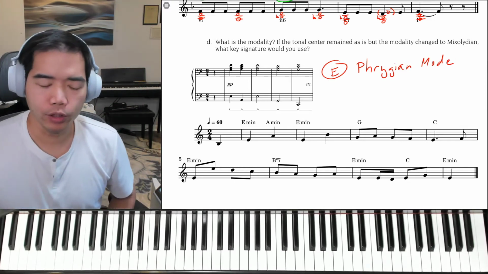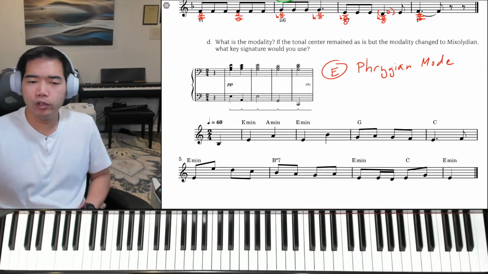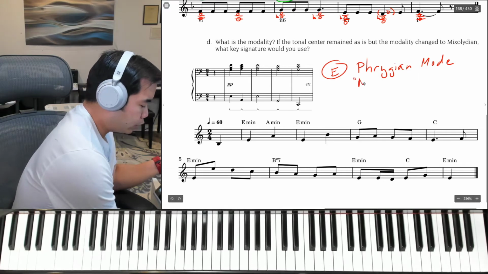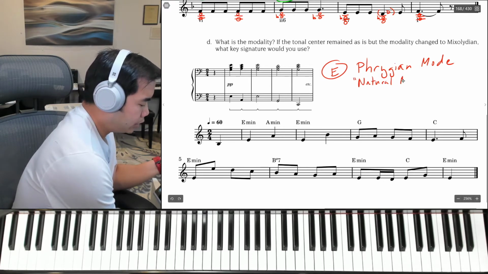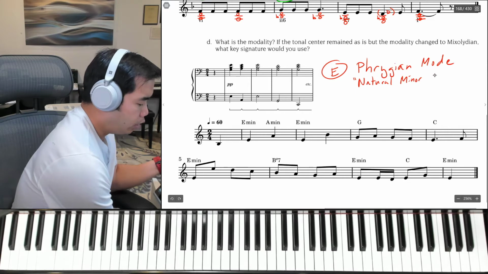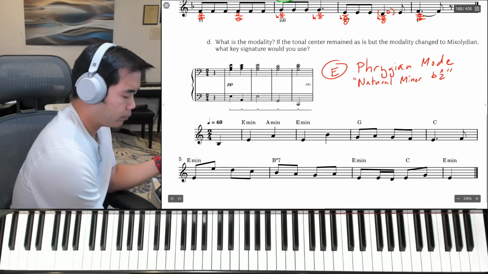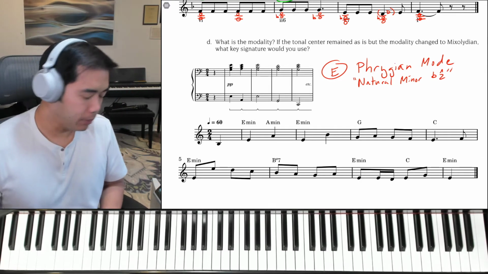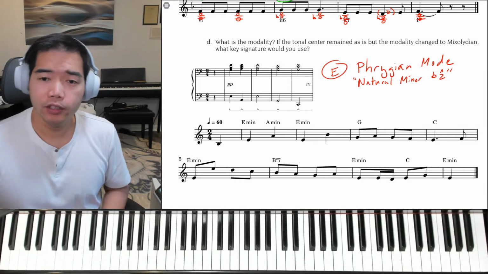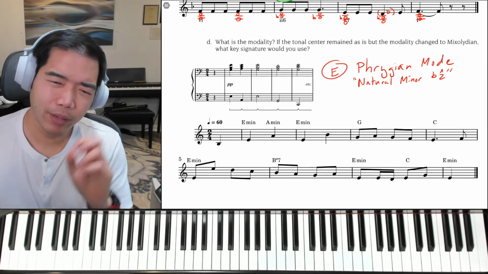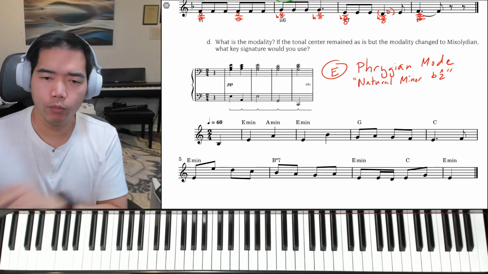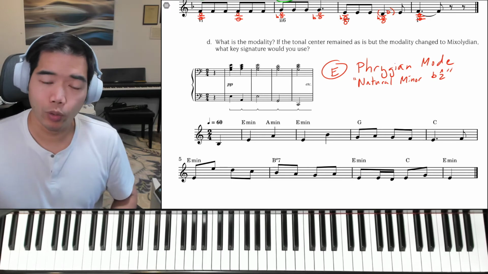Now, how can you remember the Phrygian mode? Well, Phrygian mode is very easy to remember. Phrygian mode is the same as a natural minor scale with a lowered 2nd scale degree. That's all it is. So when learning your modalities, I think it's much easier to remember them all just by comparing them to a major scale or a natural minor scale. All of your modalities can be compared this way.